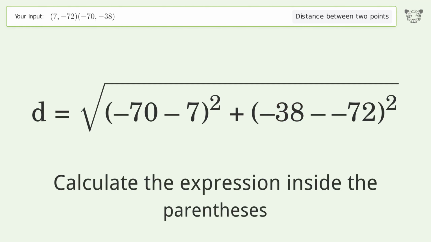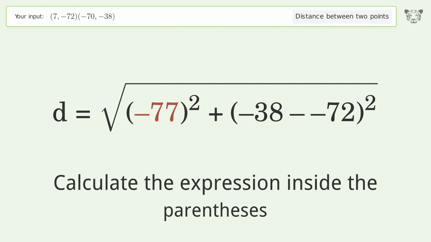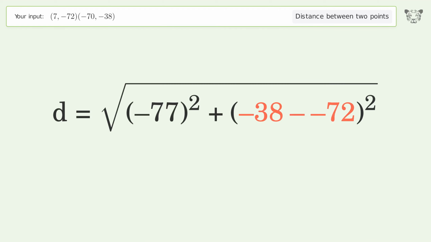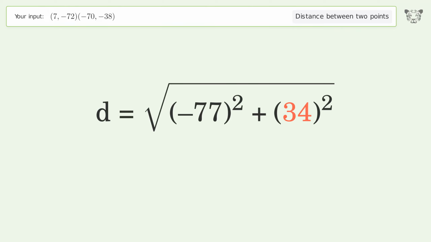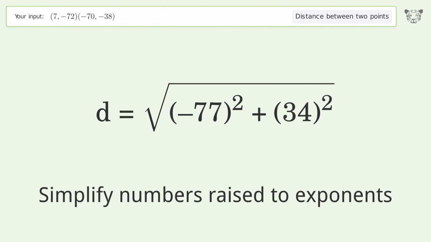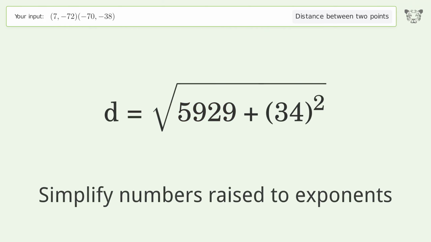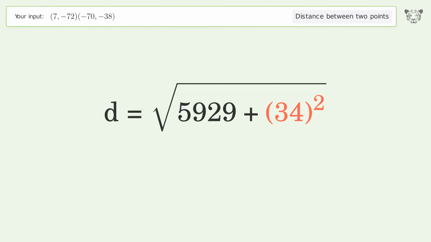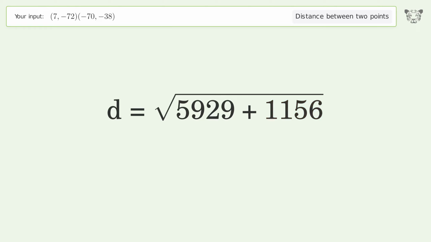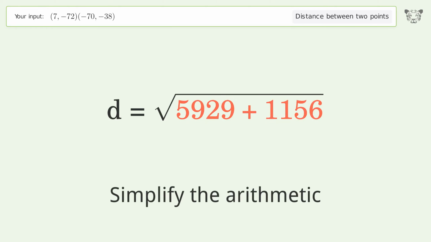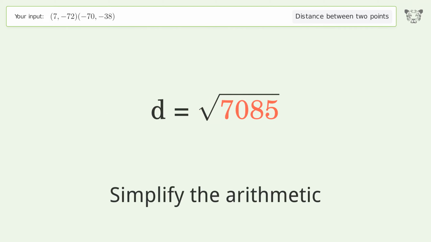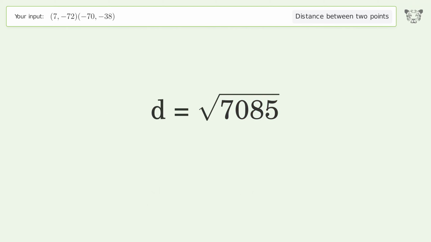Calculate the expression inside the parentheses. Simplify numbers raised to exponents. Simplify the arithmetic. And so the distance between the 2 points is the square root of 7085, or 84.172.